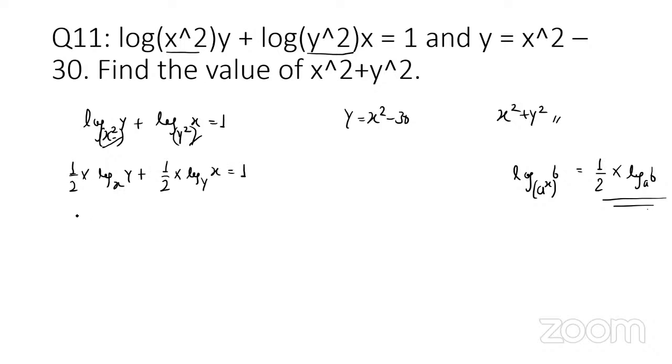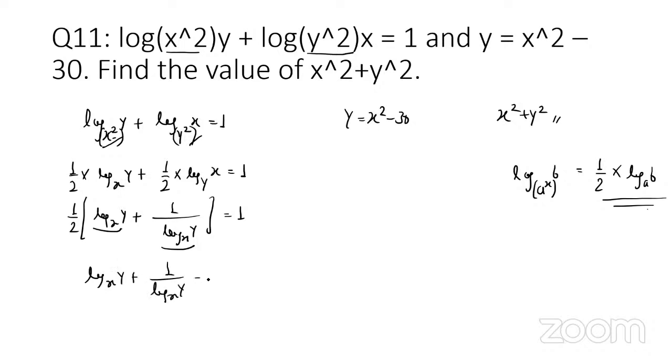If I take half as common, right? And guys, we can also say that log base y, x is 1 upon log base x, y. We can say this also, right? And guys, we can see that these two terms are same, right? And 2 goes to the right side. So this should be log base x, y plus 1 upon log base x, y should be equals to 2, right? And this term is basically the same.